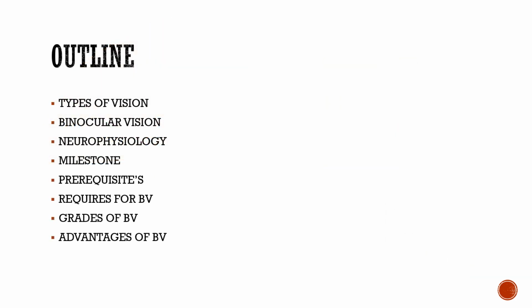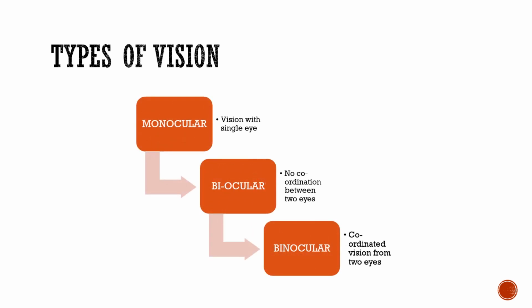So today we'll be seeing the types of vision, what we mean by binocular vision, a little bit of neurophysiology, the milestones of BSV, the major prerequisites and requirements for BV, the grades needed in BV, and the advantages of BV. Before that, we'll see what types of vision there are.